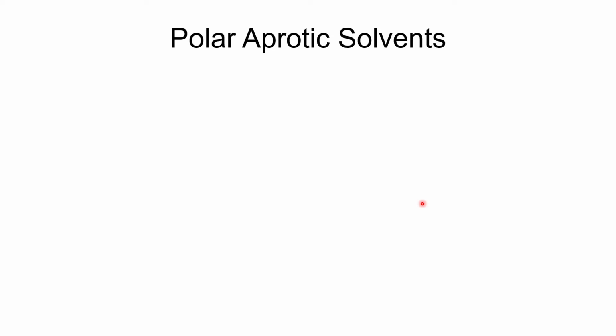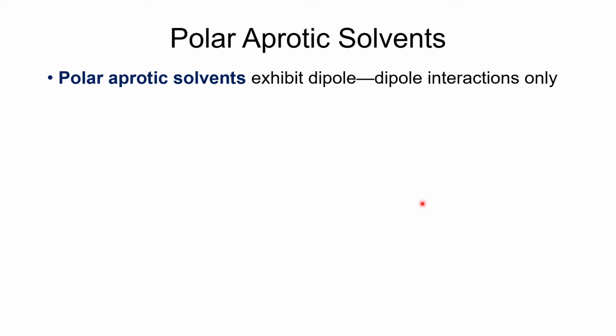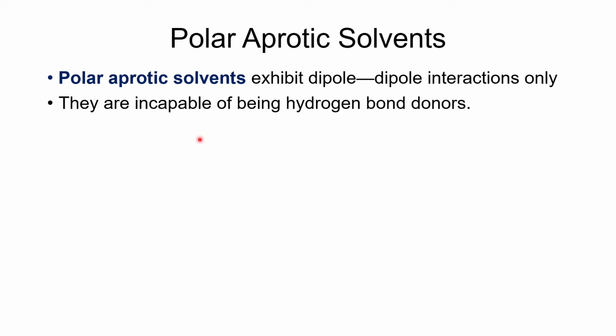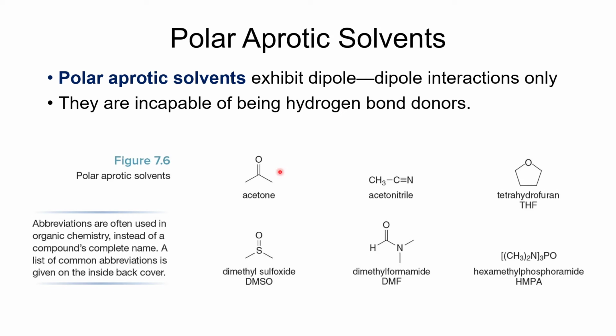So now let's look at polar aprotic solvents. In a polar aprotic solvent, there are dipole-dipole interactions, but we don't have those hydrogen bonding-ish type interactions. So they're incapable of being hydrogen bond donors. And here are some examples. We've got acetone, acetonitrile, THF. These are all ones that I showed you a little bit earlier.